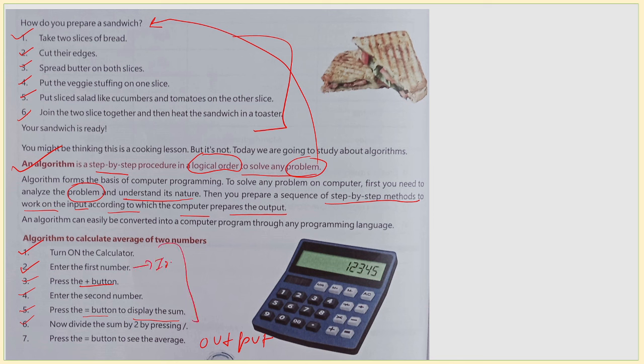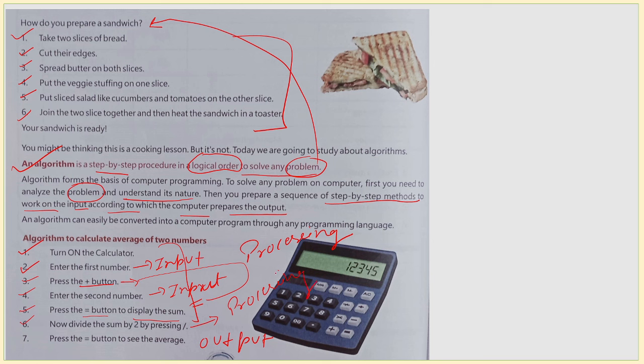Suppose this first number is input, the plus symbol comes under the processing part. The second is also an input, and the equal symbol will calculate the addition of these two numbers, first number and second number. So this is a processing part. Processing means it will perform calculation. Calculation is adding. Here in step number 6, again it will calculate, which is division. It will divide the total sum by 2, so it is also processing.